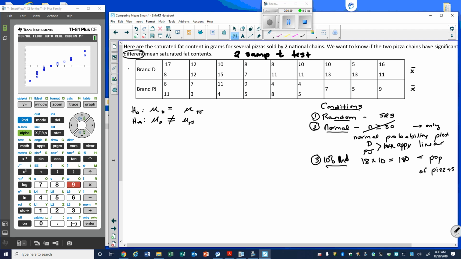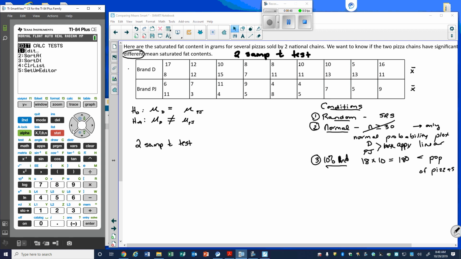So my conditions are met because I had 2 samples and I was looking at averages, which is a t-test, and the data was not paired in any way. They had no association with each other. Then I'm going to run a 2-sample t-test. My calculator does that for me, so I'm going to go to Stat, over to Test, and I'm going to choose a 2-sample t-test, which is number 4.